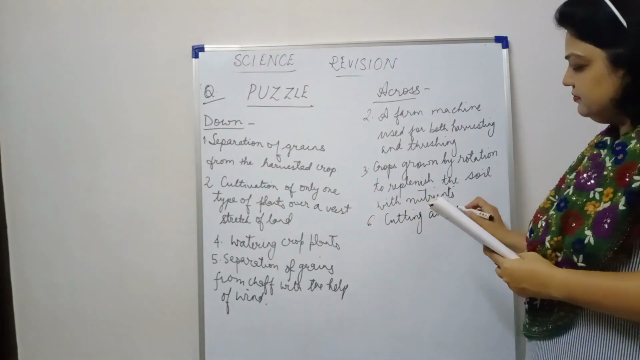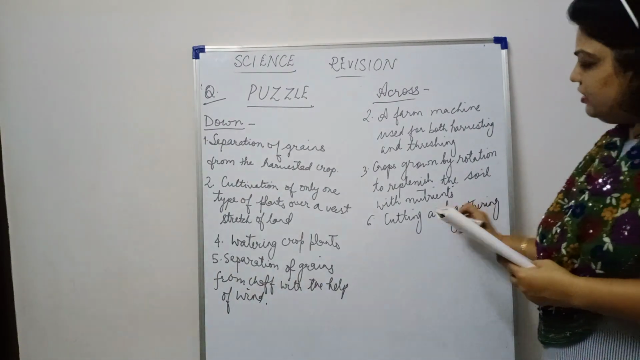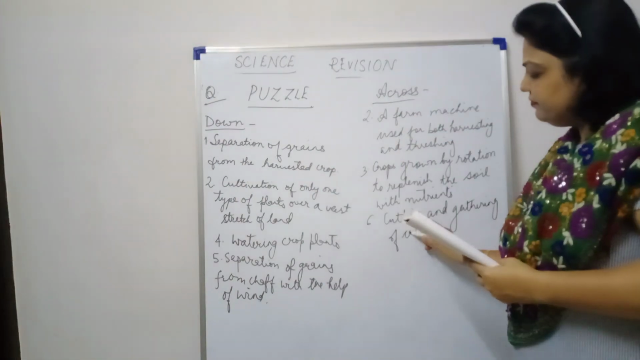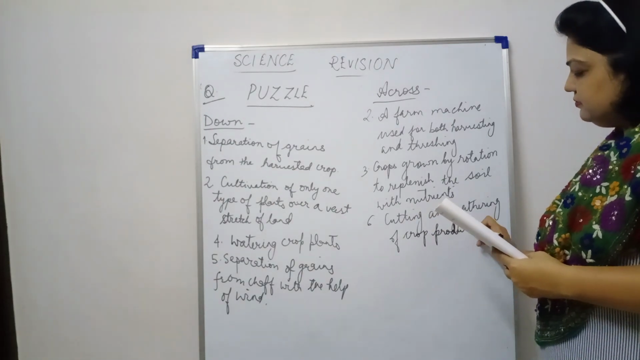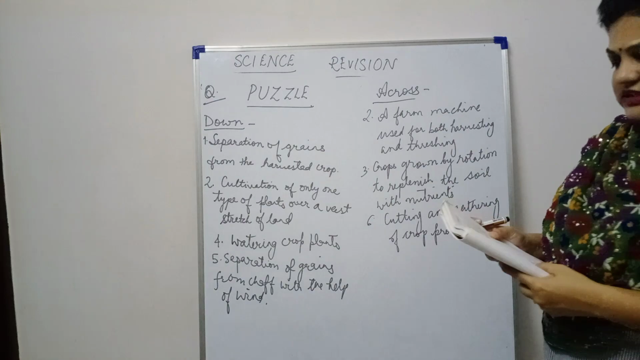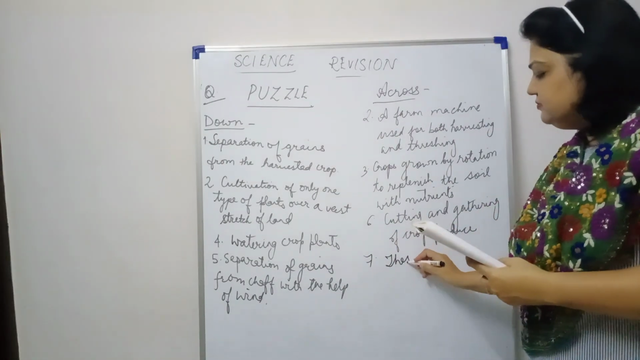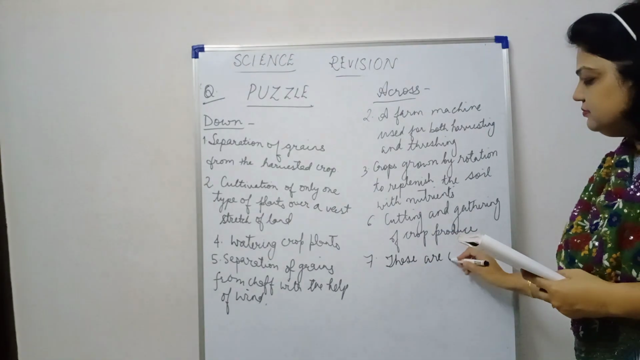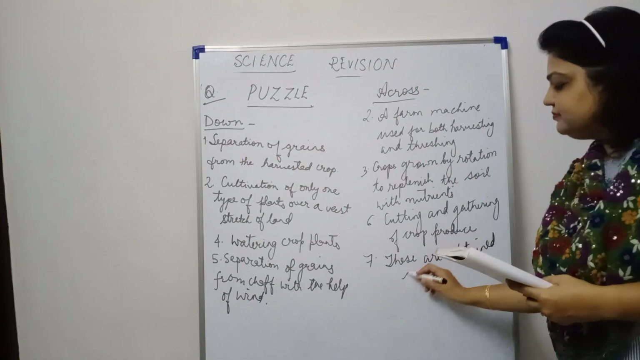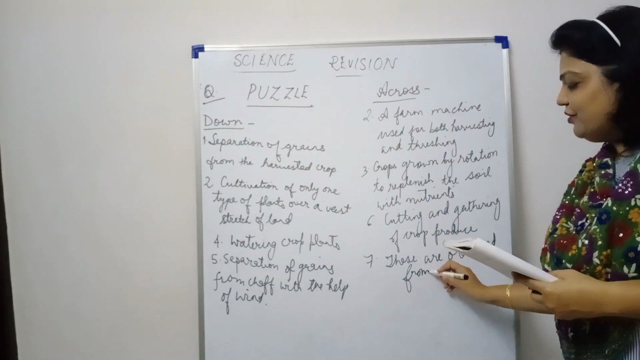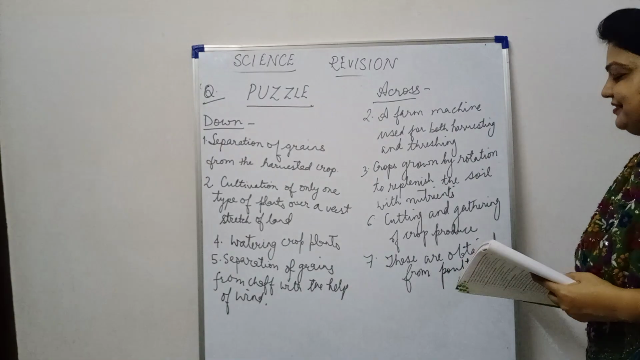and gathering of crop produce. Then we have seventh one, that is these are obtained from poultry and you all are fond of eating them. Okay, let's see what answer we'll get here.